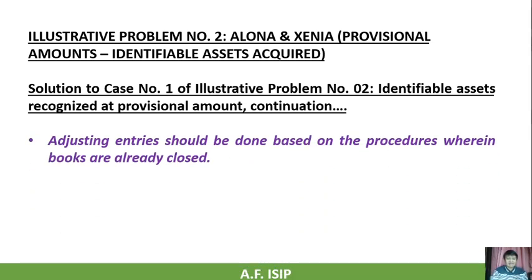So, here is my reflection. Adjusting entries should be done based on the procedures wherein books are already closed. The books of 2021 are already closed, meaning the adjusting entries will now be done on the open books of 2022. We will follow the procedures in basic accounting or fundamentals of accounting wherein adjusting entries can be made even if the books of the previous year are already closed.